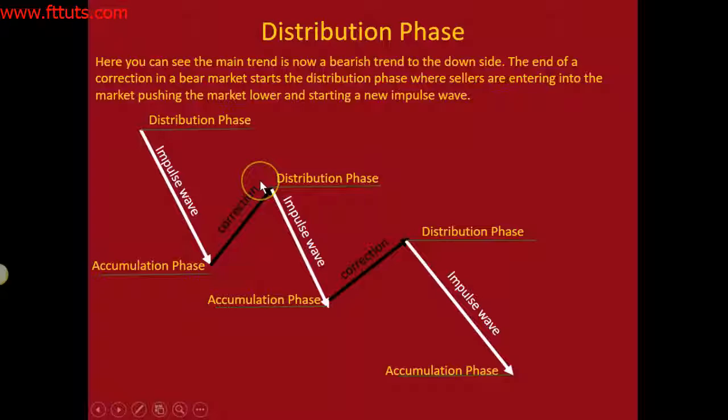Starts the correction, and the distribution phase ends the correction and starts the impulse wave. And then the accumulation phase ends the impulse wave, starts the correction. And then the distribution phase again ends the correction, starts the impulse wave. All right.